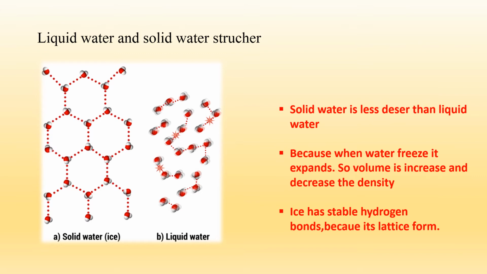Ice has stable hydrogen bonds because it is in lattice form, but the liquid water structure is not a lattice form. It does not have hydrogen bonds as stable as the ice structure. This is the solid water structure.